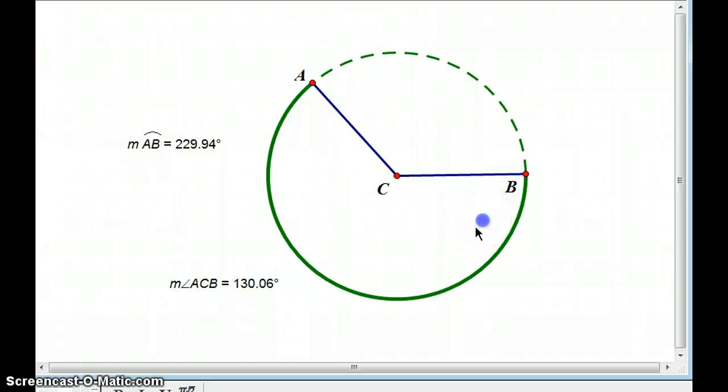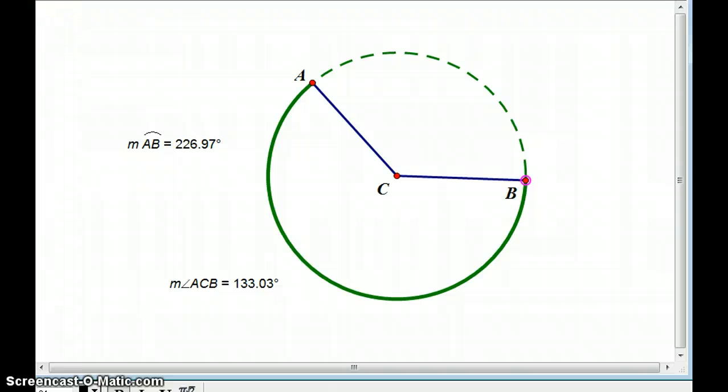You can have arcs that are bigger than 180. This type of arc, when it's bigger than 180, is called a major arc. And this little arc in here with the dotted line is called a minor arc. So minor arcs are defined to be arcs that are less than 180, whereas major arcs are defined to be arcs that are greater than 180.